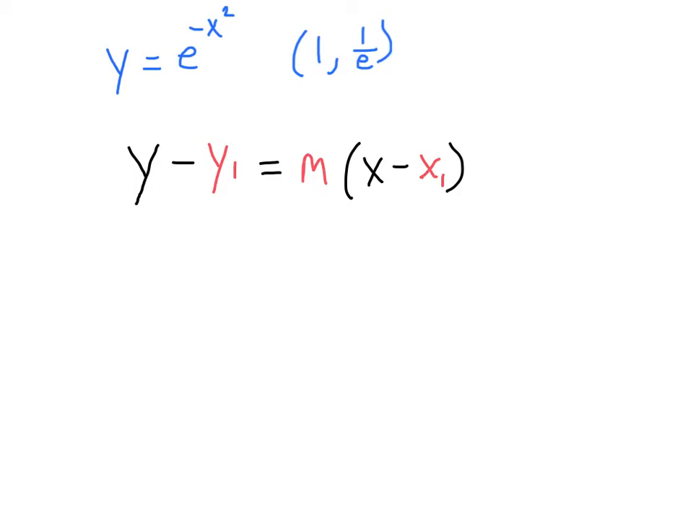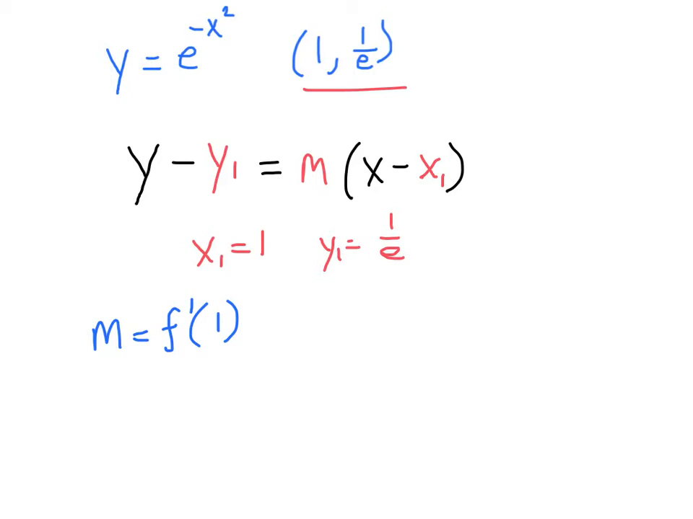Now, we already have some information given to us. We know that x1 equals 1 and y1 is 1 over e. That's given here. So that's two-thirds of the battle. The only other thing we need is the slope. And from calculus, we know that the slope can be found by taking the derivative and plugging in our point 1. So we're going to find the derivative and plug in 1, and then we'll know the slope.